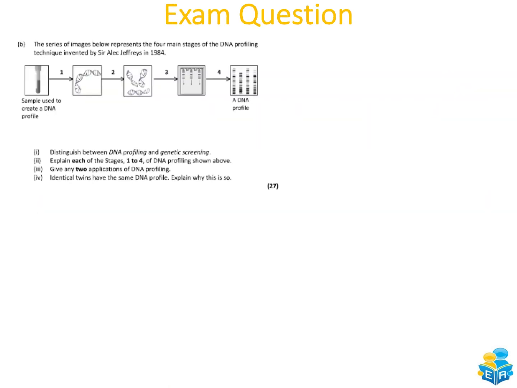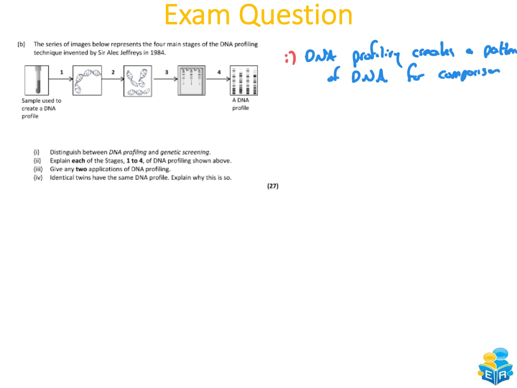So here is an exam question then, based off of what we've seen so far. The series of images below shows the 4 main stages of DNA profiling technique invented by Sir Alec Jeffreys in 1984. Distinguish between DNA profiling and genetic screening. So we can say DNA profiling creates a pattern of DNA for comparison, and genetic screening tests for the presence or absence of genes.